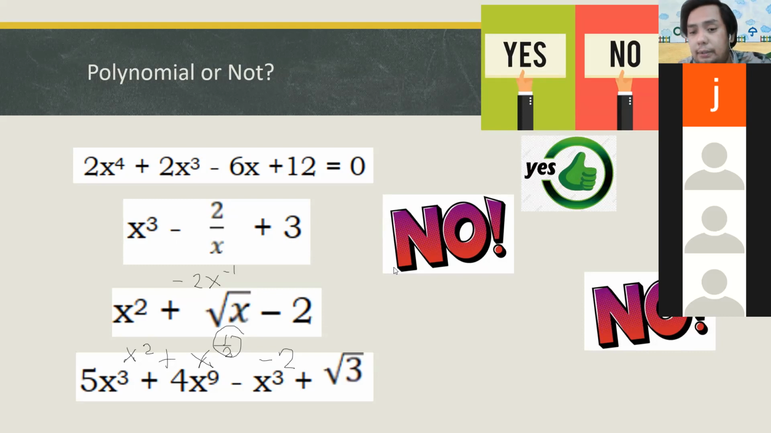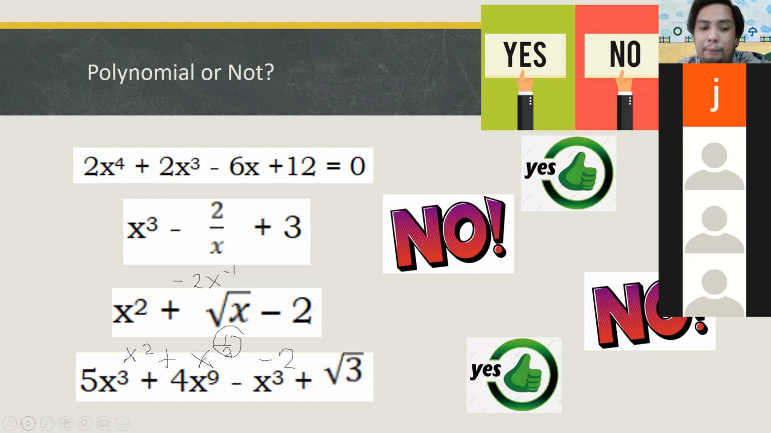How about the others? Do you agree? Agree po ba yung iba? How about the others? Anong masasabi nyo? Polynomial ba siya? Hindi po, sir. Hindi po, dahil sa square root of 3. Well, actually, this is a polynomial.